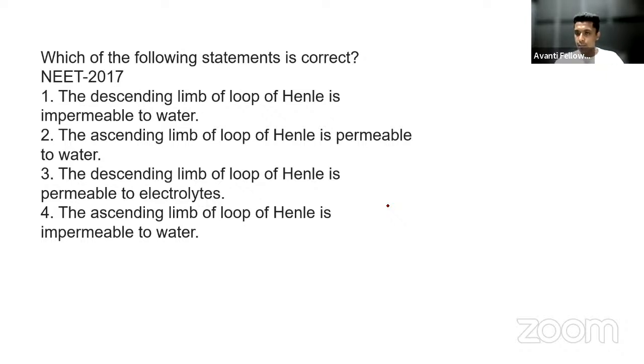Okay, students, I'm going to end the poll now. Let's see which is the right option. The first option, the descending limb of the loop of Henle is impermeable to water. Actually, the descending limb is permeable to water. The ascending limb of loop of Henle is permeable to water? It is impermeable to water actually. The descending limb of loop of Henle is permeable to electrolytes? No, it is not permeable to electrolytes. So our fourth option, the ascending limb of loop of Henle is impermeable to water, is the right option.